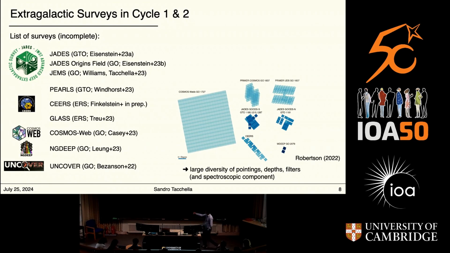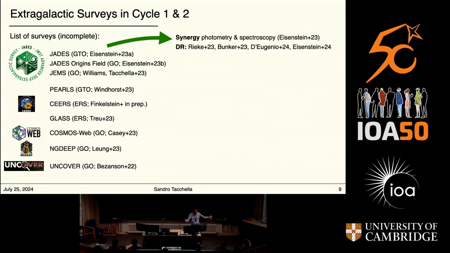Now, I don't have time to really review all the great surveys that have been done. What I want to highlight is that in the first 2 cycles of JWST there have been a wide range of different surveys that really complement each other. We have surveys targeting large fields with a few filters, rather shallow, but also some very deep pointings with several filters. What I'm talking about today is mostly the JADES survey. This survey stands for JWST Advanced Deep Extragalactic Survey and is a GTO program. The strength of this survey is to put together a synergy between photometry, the NIRCam science team, and spectroscopy, the NIRSpec science team.